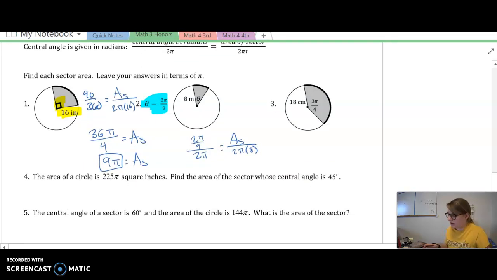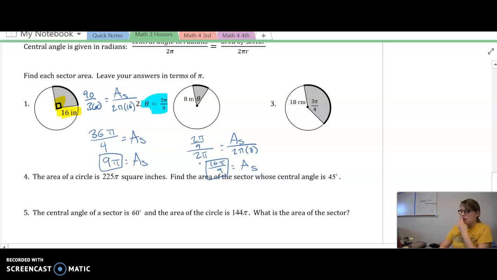Now again, we can go ahead and just multiply everything over in one step. So we get 16 pi over 9. And that's my sector area, and then we can reduce 16 pi over 9, and 16 pi over 9 reduces to nothing. Oh, that does not reduce. So my answer is going to be 16 pi over 9.